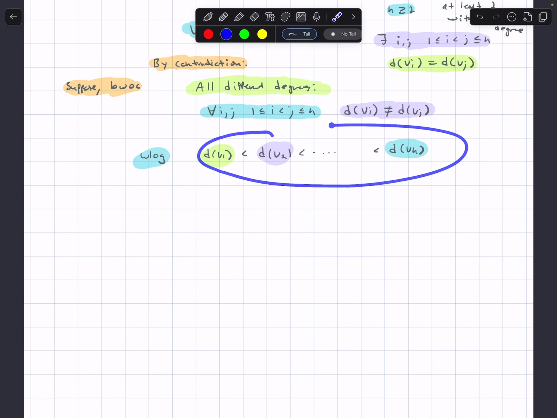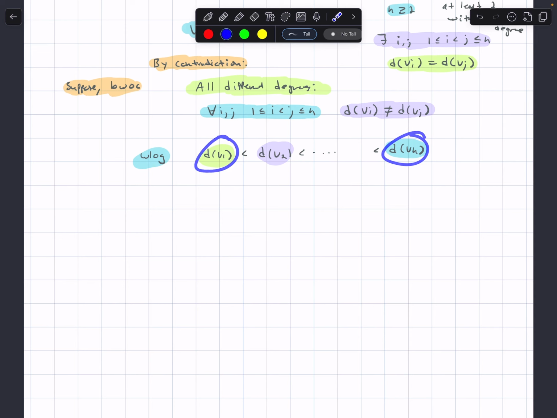And for the sake of simplicity, we can just relabel them. Suppose that Vn had the smallest degree and V1 had the largest. Well, we would just relabel V1 as Vn and Vn as V1, etc. So relabeling, something you might see in textbooks, they would say relabeling, if necessary, we can suppose that d of v1 is less than d of v2, etc., is less than d of vn. It's supposed to be a laser tail. There we go.